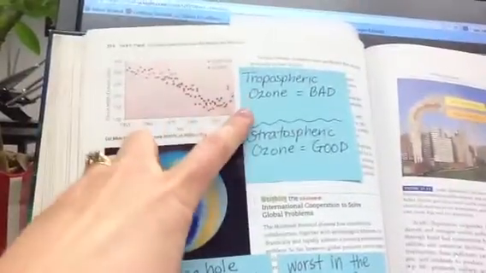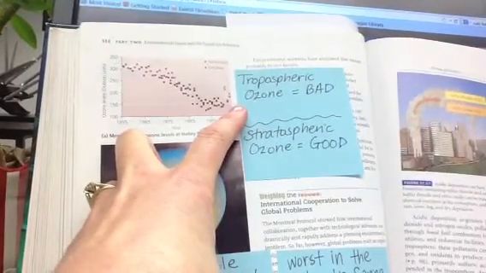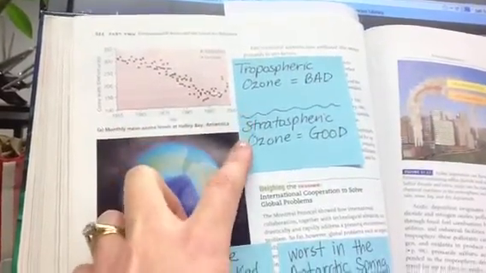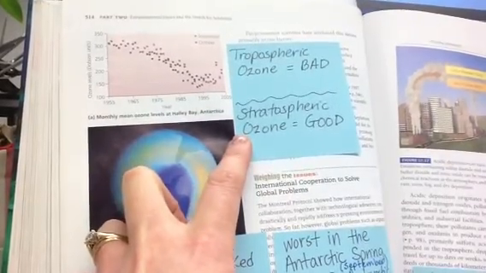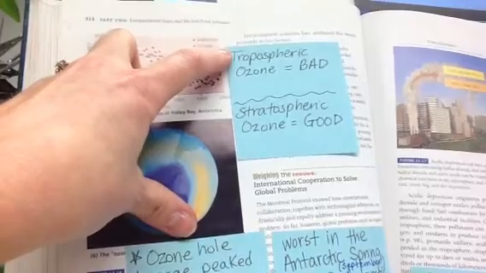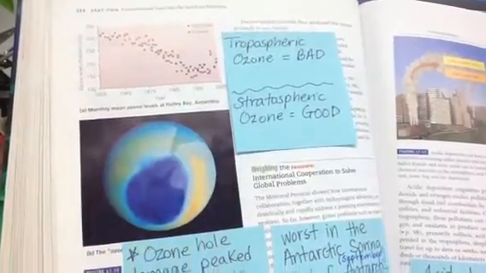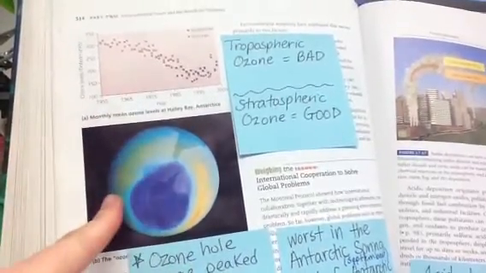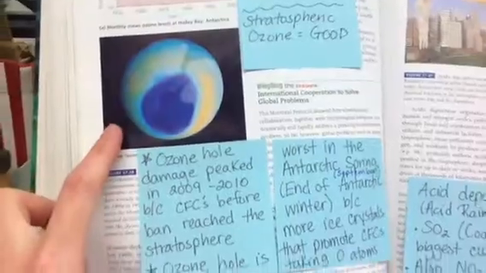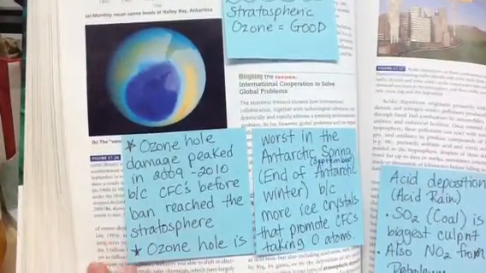Page 514. So remember, tropospheric ozone is bad because it's air pollution. It's a problem. Stratospheric ozone is good because we don't breathe it and it protects us from UV rays. So remember this, tropospheric ozone is bad, stratospheric ozone is good. Why does the ozone hole center over Antarctica? And when does it peak and at what seasons? All of these details are important and they're not in your book.